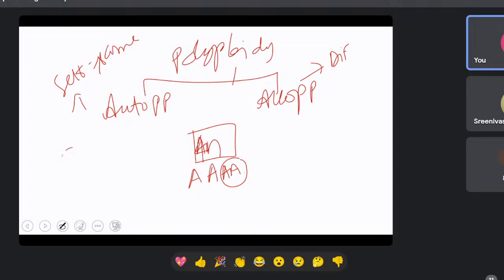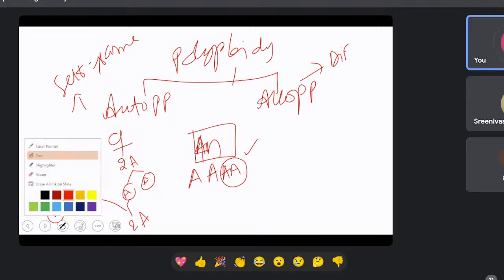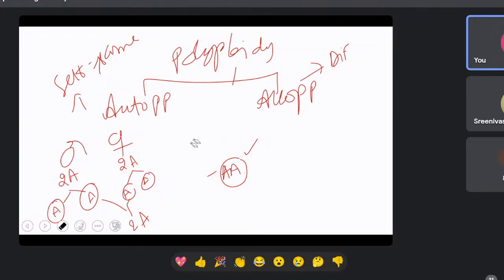So there is a male, there is a female. There are 2 sets. Here also 2 sets. One set goes to one gamete, the other set goes to another gamete. When these two combine, we have 2 sets. Then how does this 4 set individual arise? This 4 set individual arises by a phenomenon called non-disjunction.